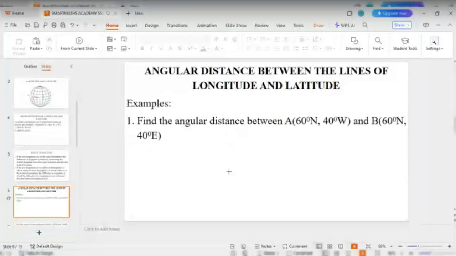So we are asked to find the angular difference between point A of coordinate 60 degrees north, that is latitude 60 degrees north. I've told you the first number is always for the latitude, while the second number is for the longitude. So 60 degrees north and 40 degrees west, and B is of point 60 degrees north and 40 degrees east. I'm going to use this question to explain two things here: how to locate the point on the x-axis and how to get the angular difference. So to do that, solution now.